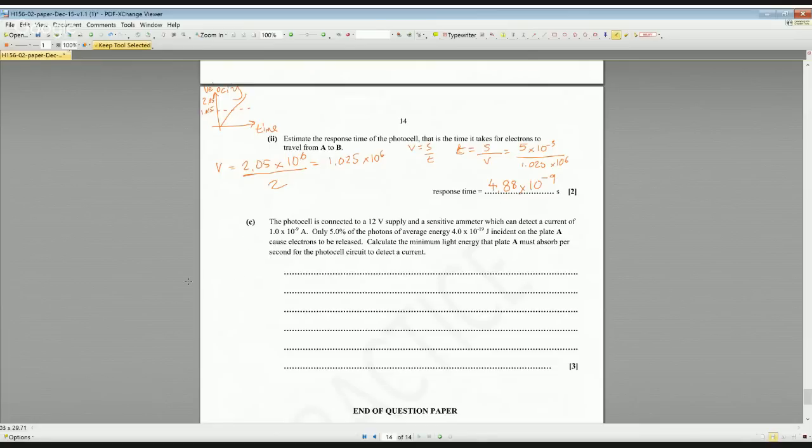And about per second, I just like to write at the top of my answer, in 1 second, and then from then on, we're dealing with just whatever's happening in that second. So let's work backwards from our ammeter, which can detect a current of 1 times 10 to the minus 9 amperes. An amp is a coulomb per second, so in 1 second, we need 1.0 times 10 to the minus 9 coulombs to be released. That's what we require.